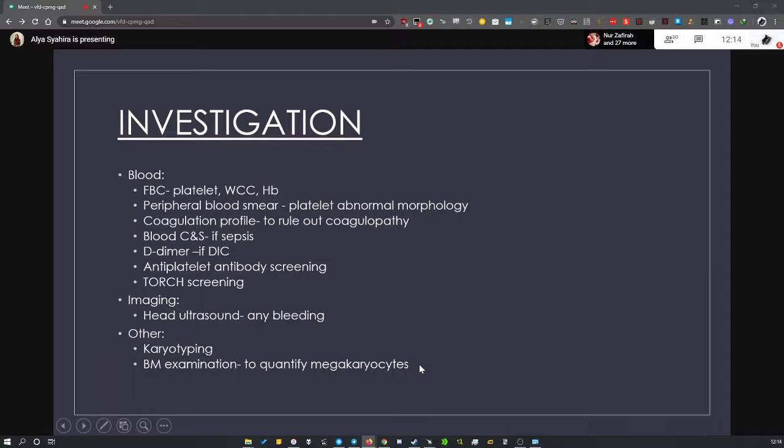CAMT syndrome, Prof? What is it? Congenital amegakaryocytic thrombocytopenia, CAMT. No, it is not that one.